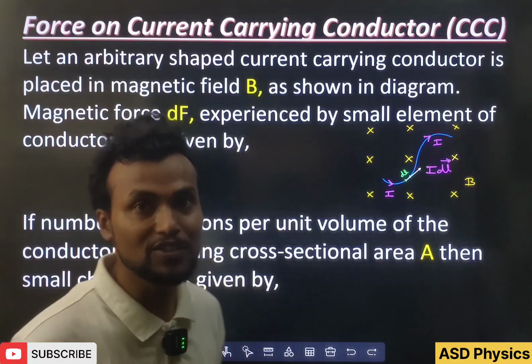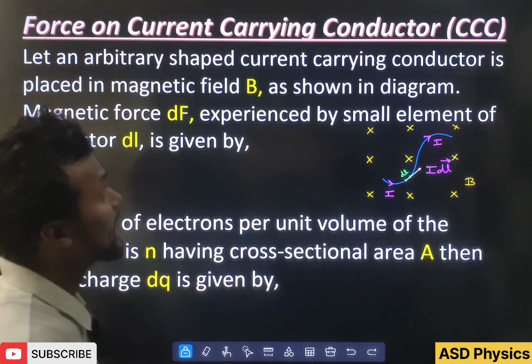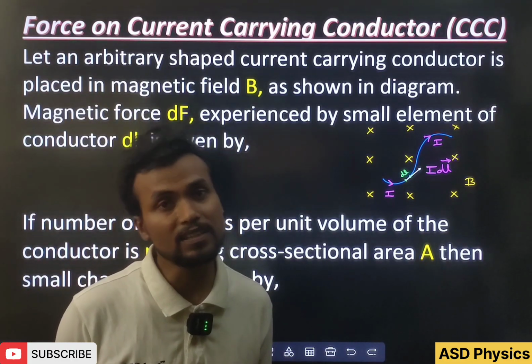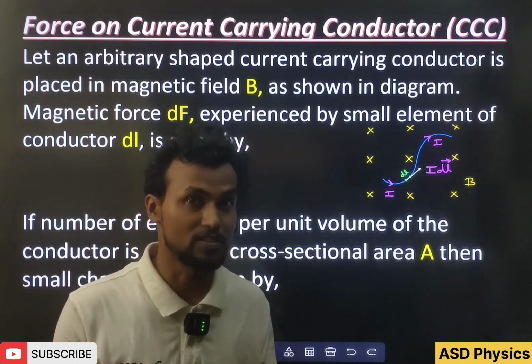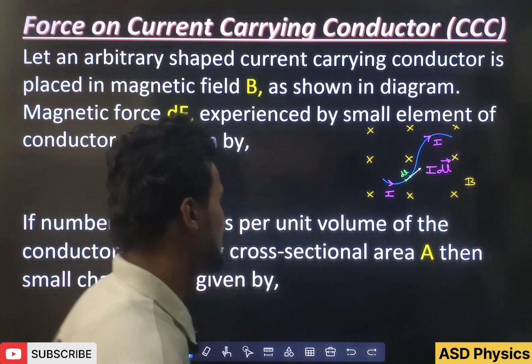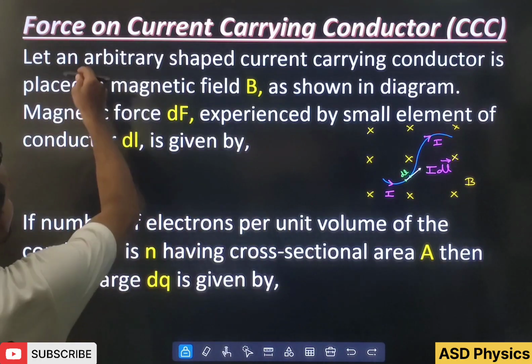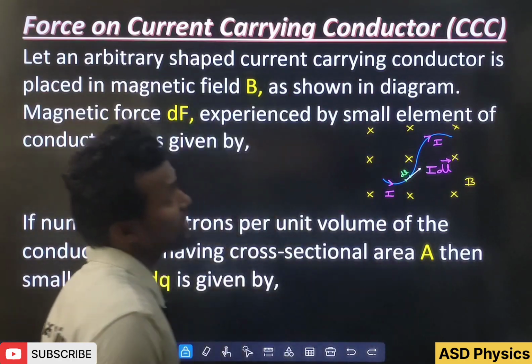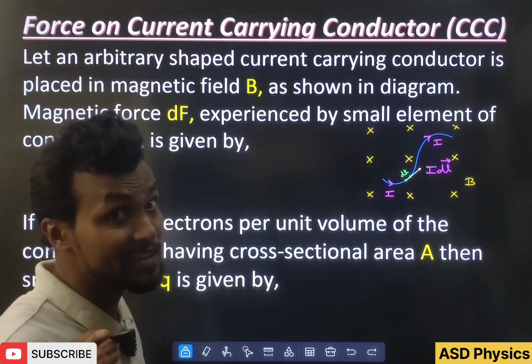So students, in this video we are going to learn force acting on a current carrying conductor, and we will also solve so many questions. Okay, so let's start the video. So here you can see under the topic force on current carrying conductor, in short form we can call it triple C, current carrying conductor.